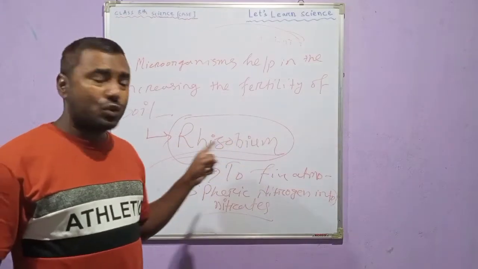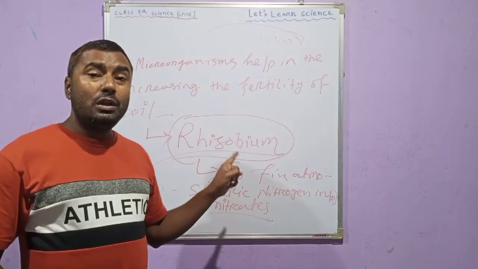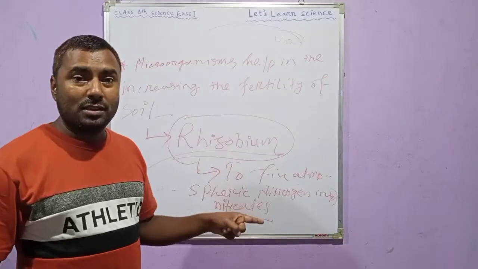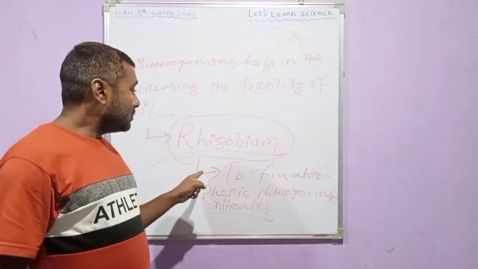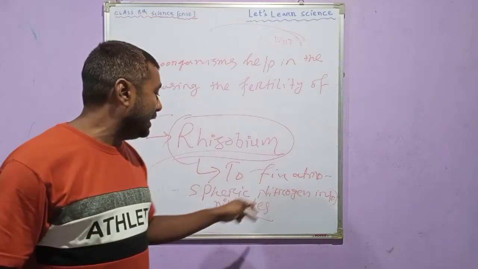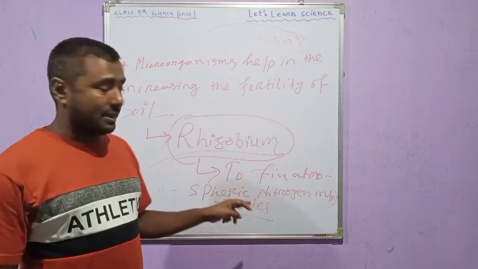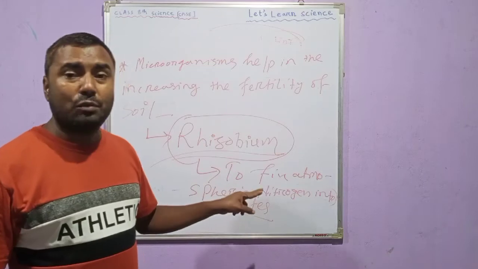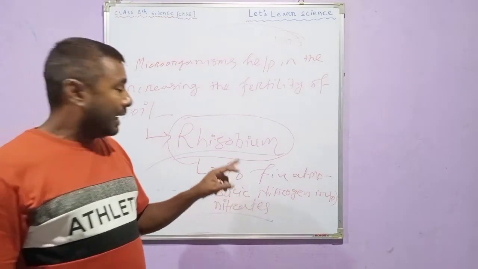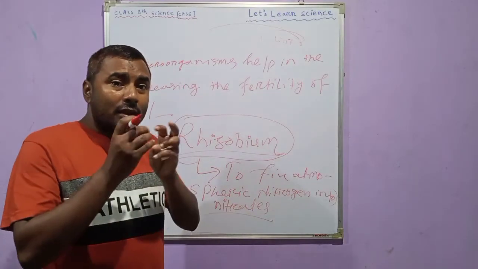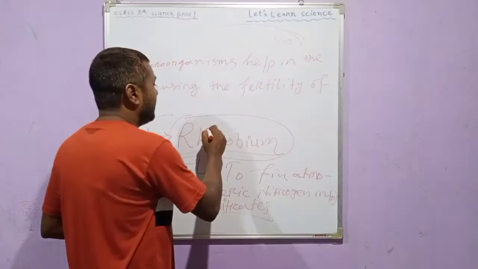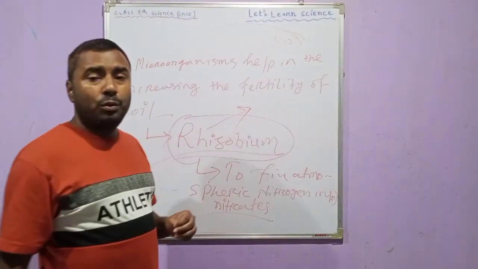Rhizobium bacteria live in the nodules, or you can say in the roots of the legume plants, and by living over there, they fix the atmospheric nitrogen into nitrates. What they used to do? They fix the atmospheric nitrogen into nitrates. And like this one, what happened? They increase the fertility of the soil.